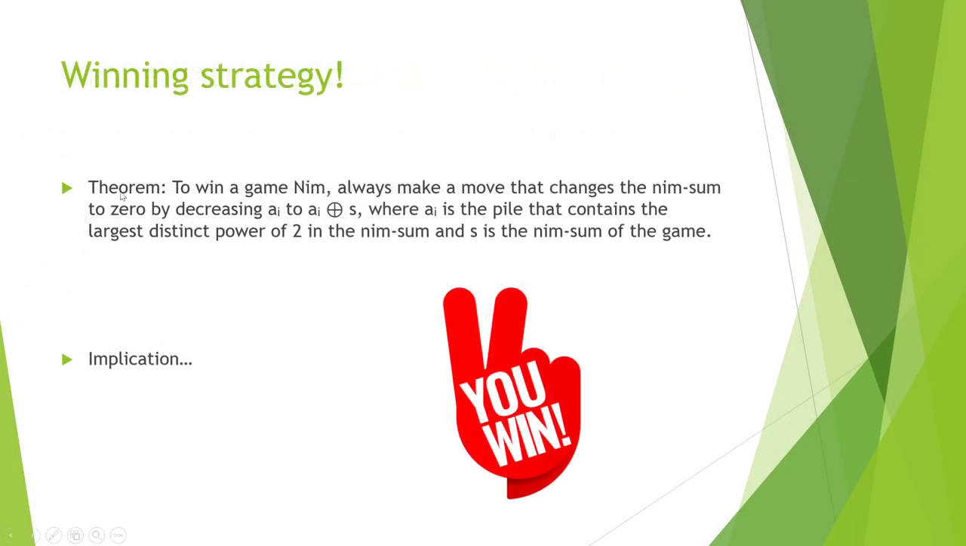Now if we combine these two lemmas together, we get a winning strategy. To win a game of nim, always make a move that changes the nim sum to 0 by decreasing AI to AI nim sum S, where AI is the pile that contains the largest distinct power of 2 in the nim sum, and S is the nim sum of the game.